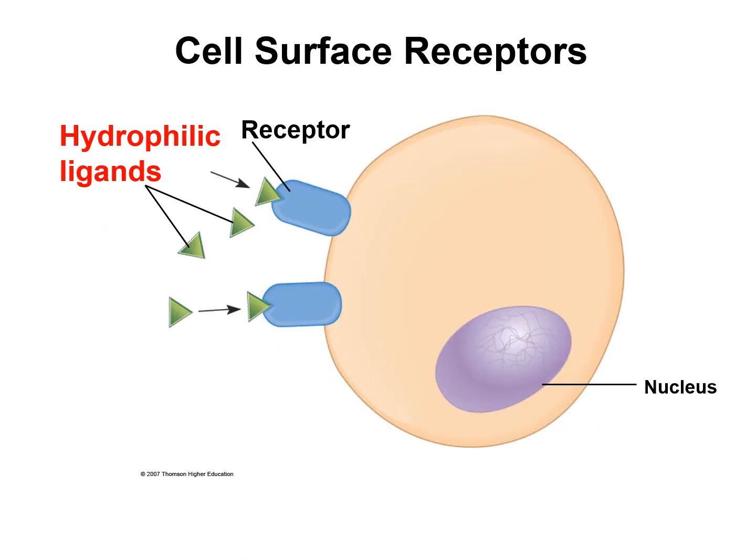And this is just a picture showing the hydrophilic messengers binding to the receptors, which are on the cell surface. So they're embedded in the plasma membrane of the target cell.